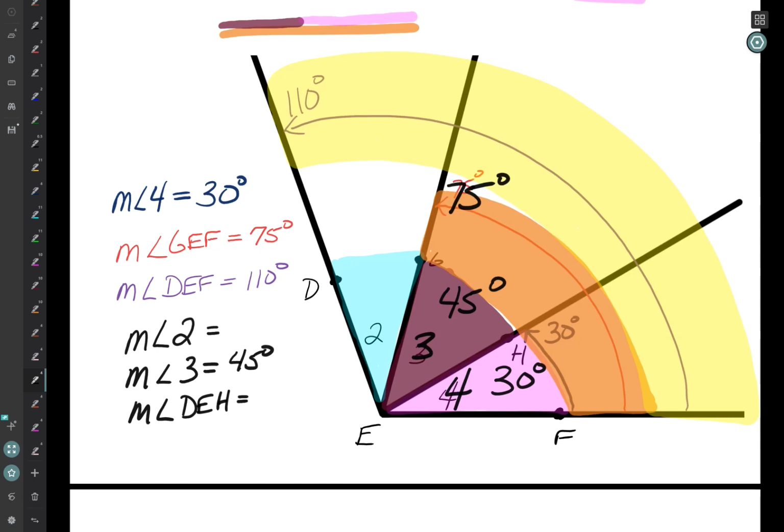What about the measure of angle 2? What's an easy way to do this? What two pieces? Could I do it in a pieces type way? Yellow minus orange. If I have yellow, this whole thing here.